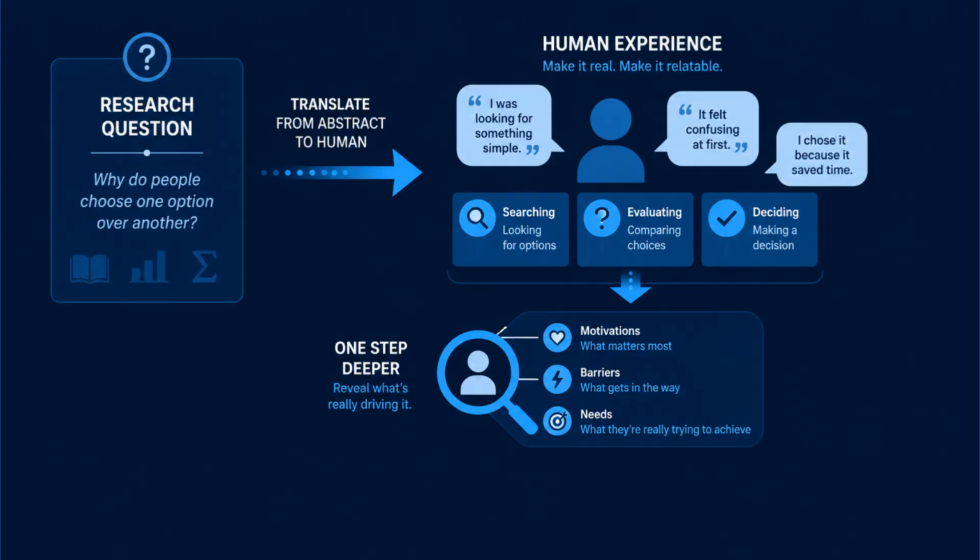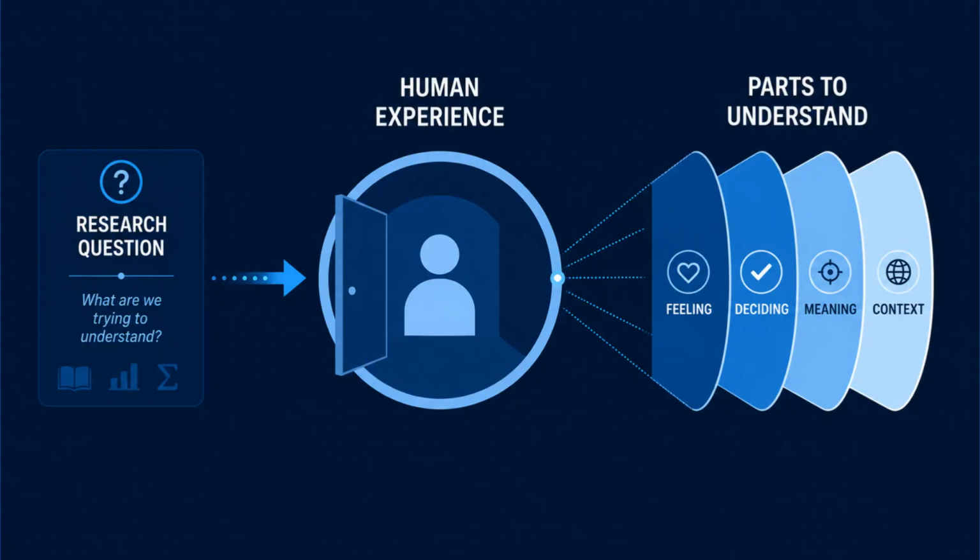You have previously learned to translate a research question into human experience. Translation helps you move from abstract study language into moments participants can actually describe. Now we are going one step deeper. Once you know where the research question lives in human experience, you need to identify the layers inside that experience.